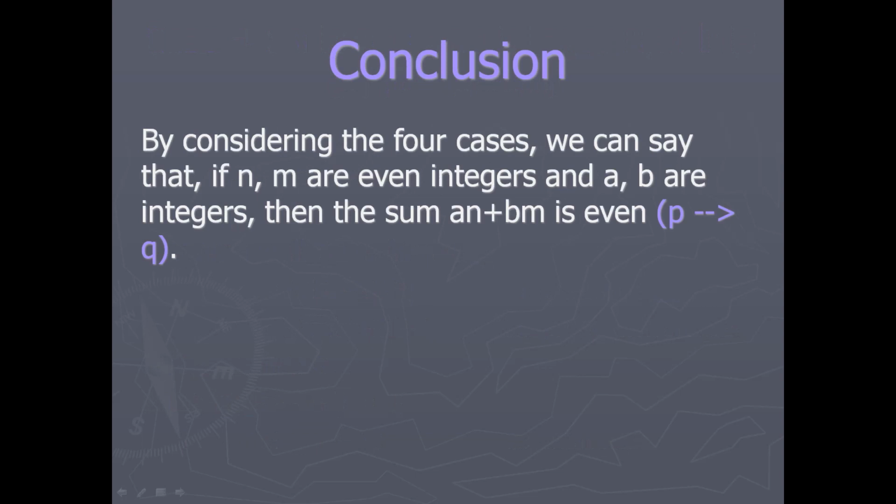So I can say that by considering the 4 cases, that is, if n and m are even integers and a and b are integers, then the sum an plus bm is even. That is, p implies q.